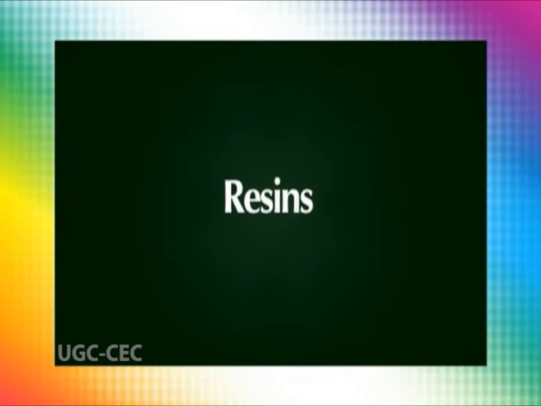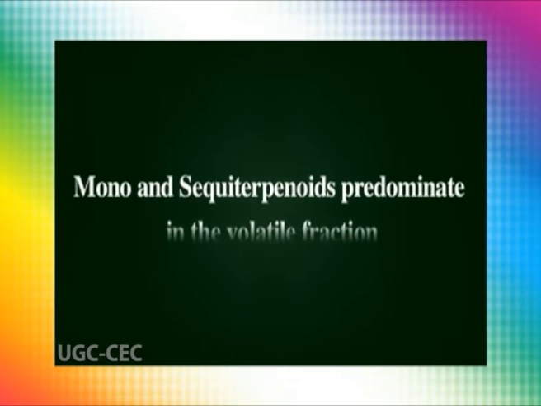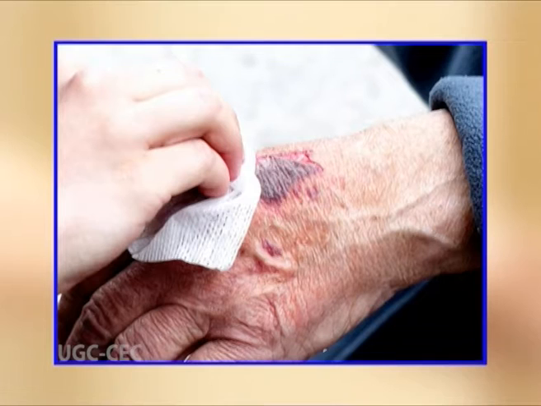Now, the resins. The resins are complex lipid-soluble mixtures, usually both non-volatile and volatile compounds. The non-volatile fraction may consist of diterpenoid and triterpenoid compounds, and mono and sesquiterpenoids predominate in the volatile fraction. And the clinical properties of these resins are: most resins are antimicrobial and wound healing, but their actions depend on the composition of the chemical mixture. Resins are generally safe, but contact allergy may occur.